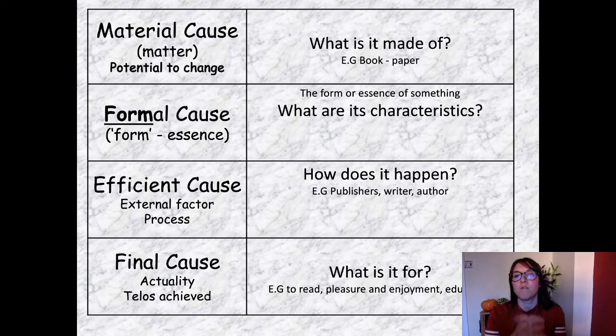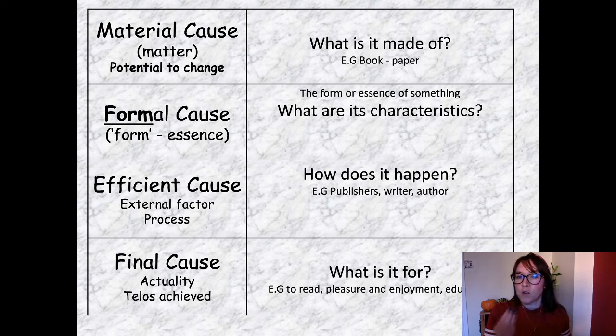It is absolutely fundamental that you remember and that you know these. I remember these as MEFEF, M-E-F-F, material, formal, efficient and final. The material is what something is made out of. That material has potential to change, and so it's the material that something is. So for example, a book is made of paper. The formal cause, or the form of it, is the essence behind it. So that is the essence of the material. What makes that material capable of changing into the final outcome?